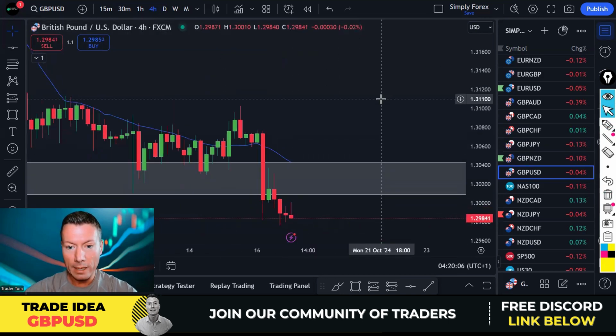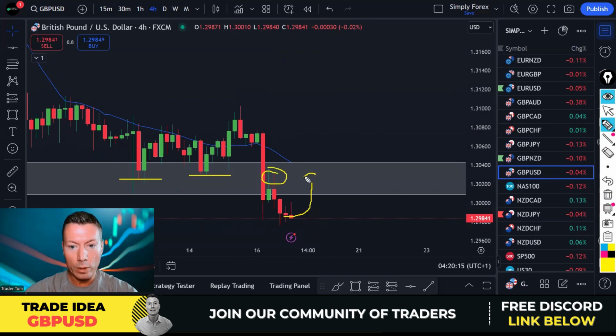If we drop down to the H4, I need to see a retrace. I want to see a retrace into here. You've got these lows here and these wicks here. Somewhere in here, moving average 20 catches up, and then I will start selling pound US dollar as well.